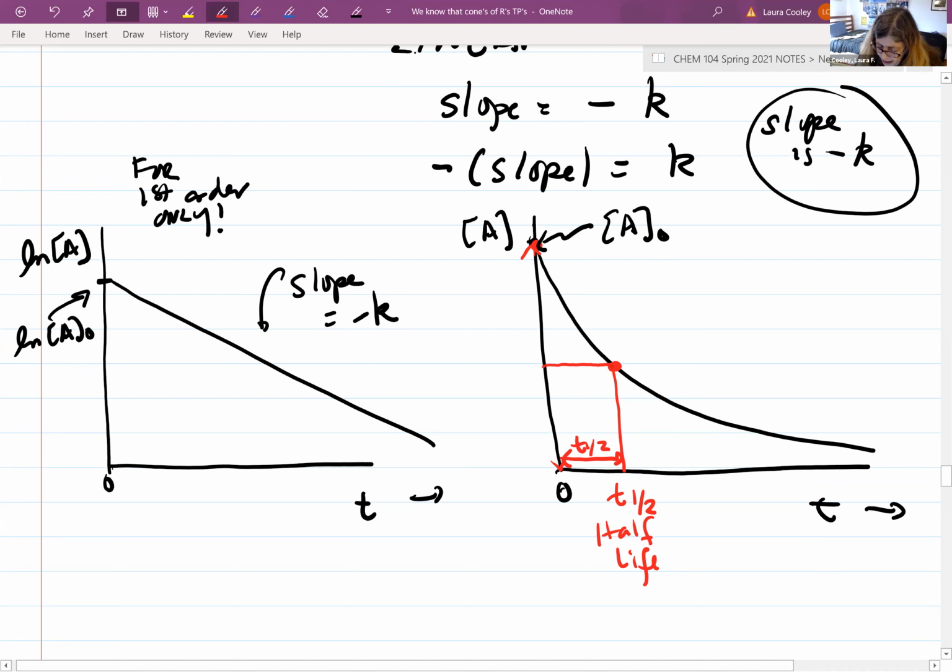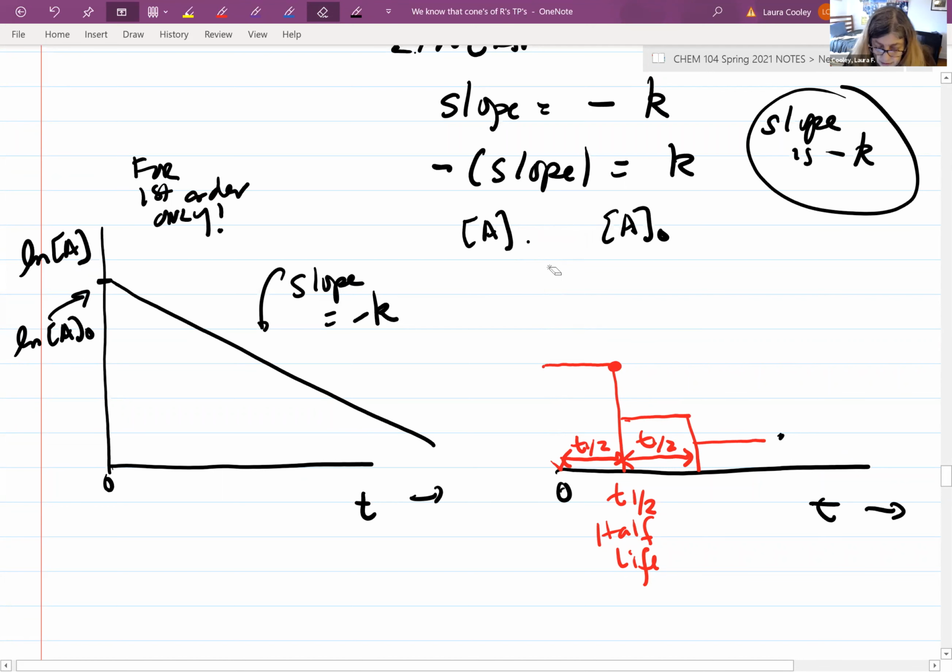Now, if I then take half of that, that's another half-life that has passed. So I didn't draw this curve very well. I'm going to try to fix it. Because for the particular curve, well, sorry.